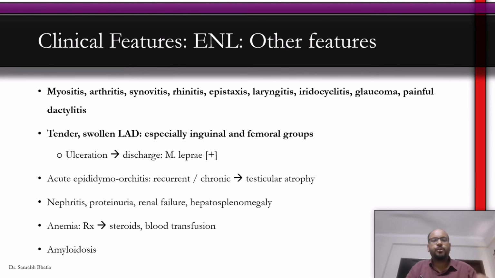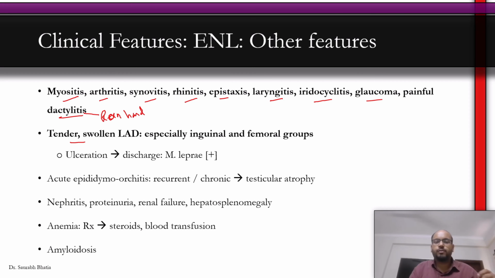Other features that are included with ENL are myositis, arthritis, synovitis, joint pain, rhinitis, epistaxis. You need to ask for a history of epistaxis, laryngitis, iridocyclitis, glaucoma, painful dactylitis, which is known as reaction hand.